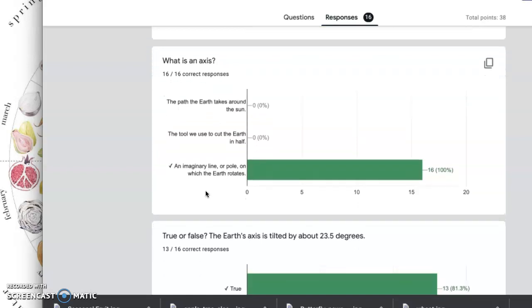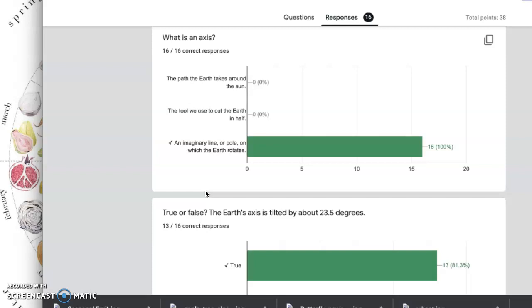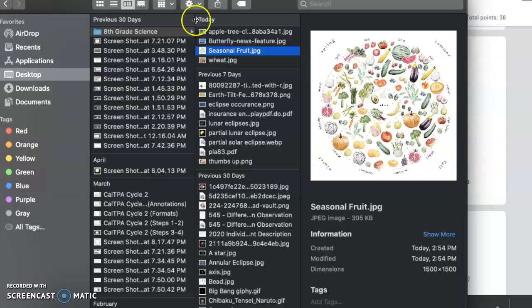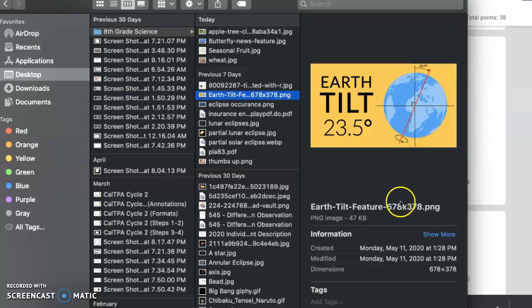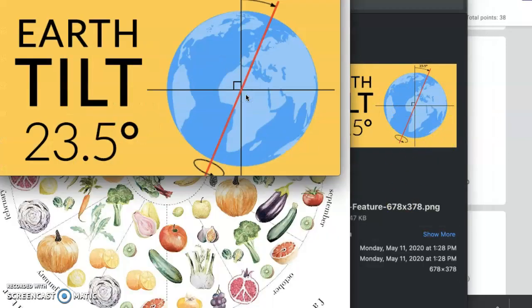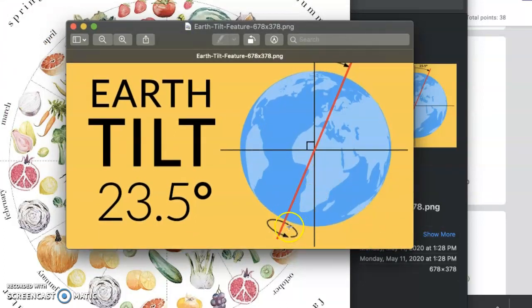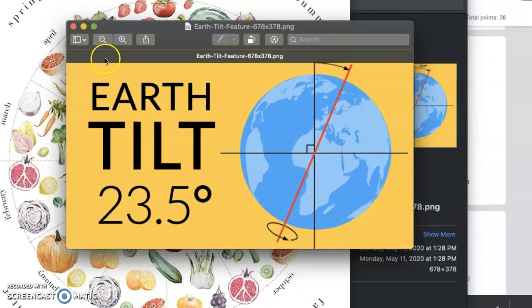Okay, what is an axis? Remember that we said that an axis is an imaginary line or pole on which the Earth rotates around. Let me see if I can bring up an image. Okay, the Earth's axis is an imaginary pole on which the Earth is rotating.